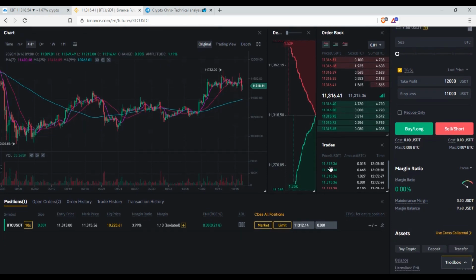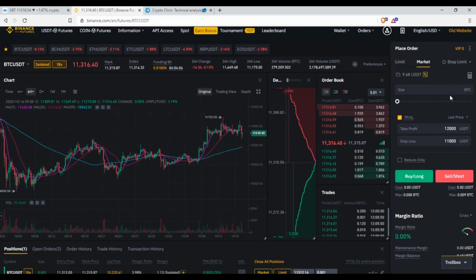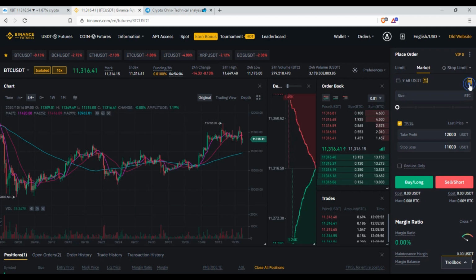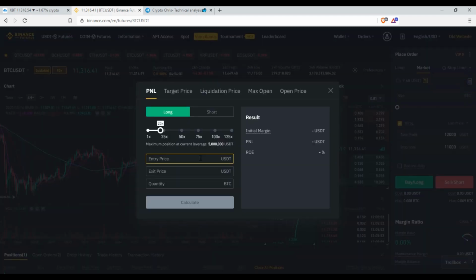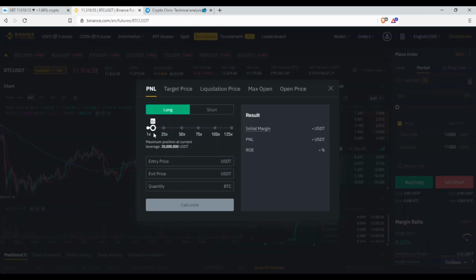And some people asked, how do you work out your profit and loss? So Binance have this calculator here. For example, we entered 10x. My entry price was 11,300. And if I want to calculate how much profit I'm going to come up with, I'm going to go 12,000. And the position was 0.001, if I'm not mistaken. So my P&L, I'll end up with 70 cents as profit.